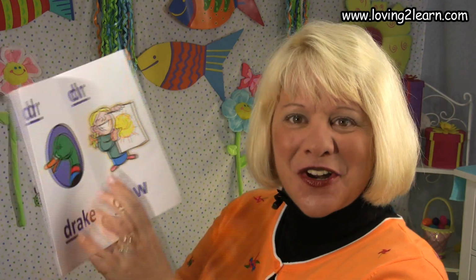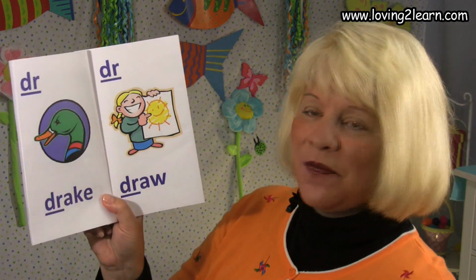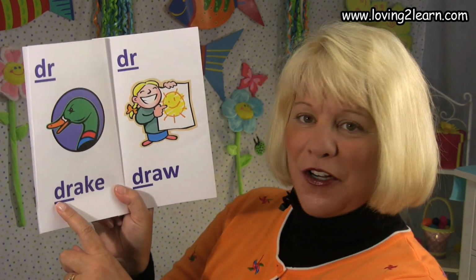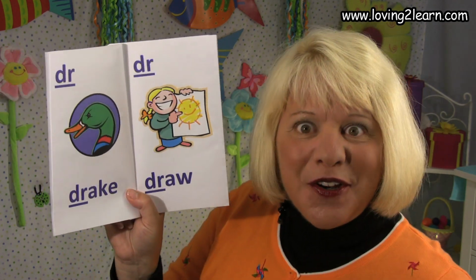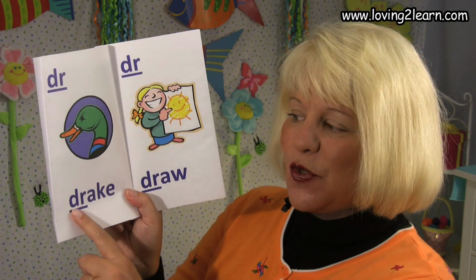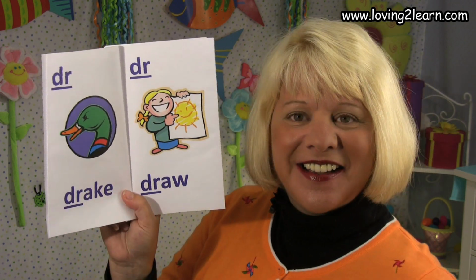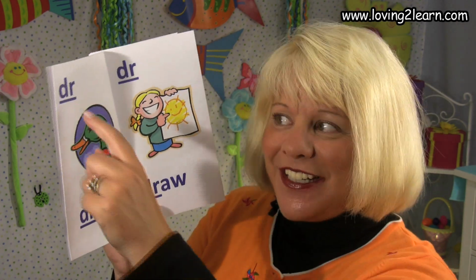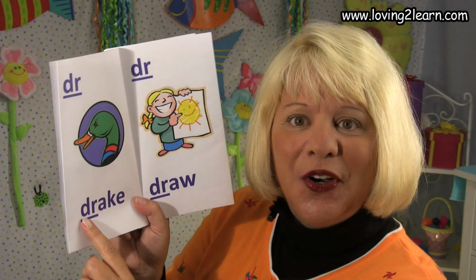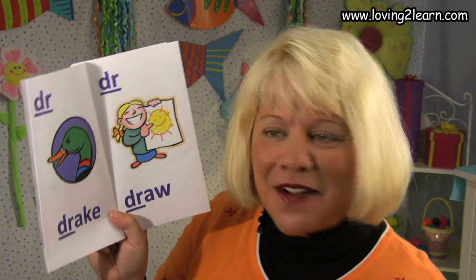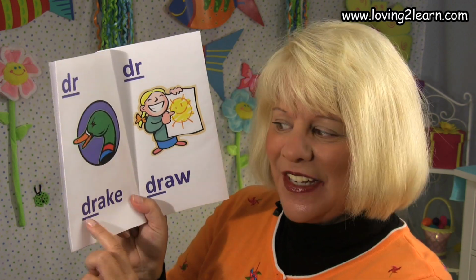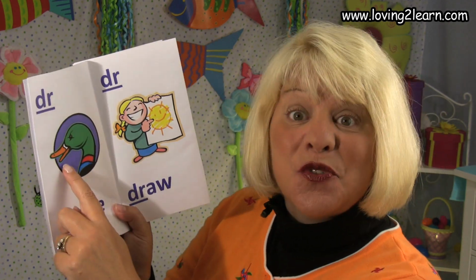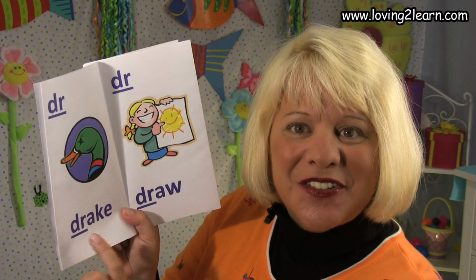We turn the page. We see the DR. Here's a picture of a drake. Here's the word drake. Where do you see the DR in the word drake? That's right, it's at the beginning. So we're going to read this page. DR, drake, dur, dur, dur. Read it with me. DR, drake, dur, dur, dur. One more time.